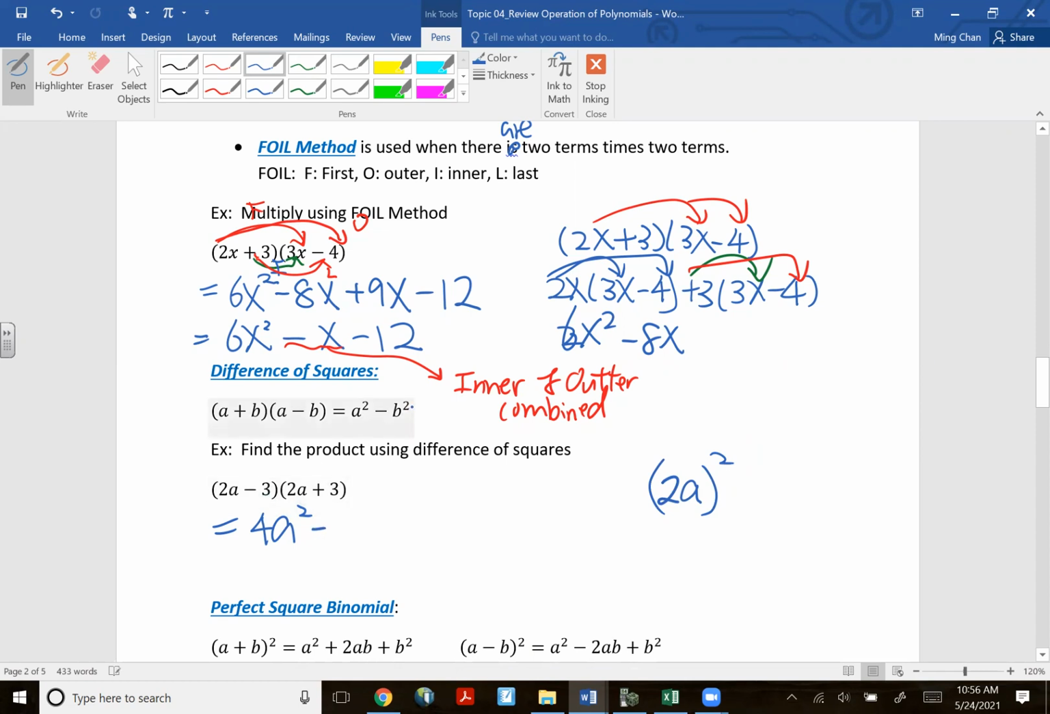Minus my B is 3, right? And the formula calls for A squared minus B squared. So my B has to be squared, so my 3 has to be squared. That will give me 9. So that's all it is. Once you recognize that this is a difference of squares, you take your first term, whole thing squared, minus your second term, whole thing squared. That's all it is.